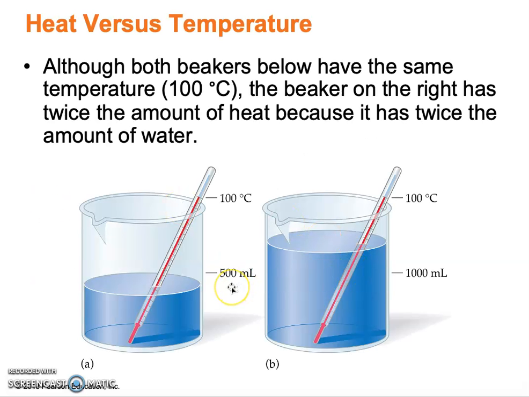Now this picture will give you a better idea of how temperature differs from heat. You see both beakers have the same temperature, 100 degrees Celsius. However, the beaker on the right has twice the amount of heat because it has twice the amount of water. The volume of the water in the beaker on the right, B, is 1000 milliliters, whereas the volume of the water in the beaker in figure A is only 500, so it has half the amount of heat.